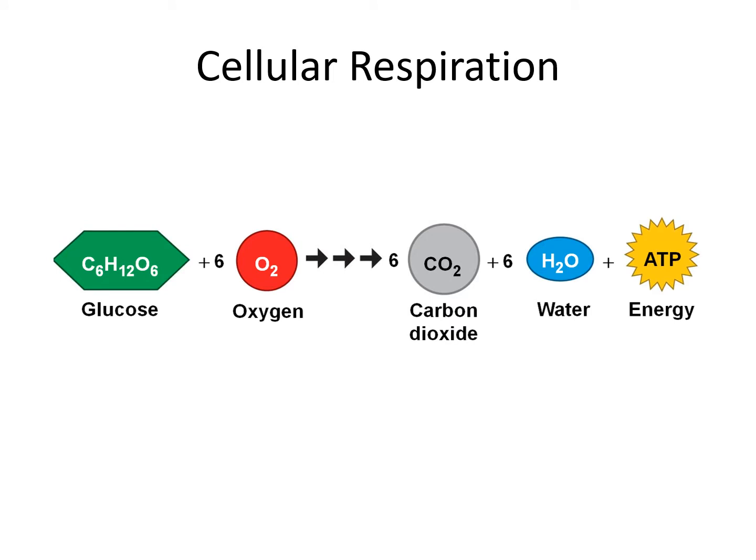This is an overall equation for cellular respiration, and this involves taking the reactants, glucose and oxygen, running them through a series of reactions in order to release energy. So the ATP is the main purpose of this process. But in addition to the ATP, the waste products of carbon dioxide and water are produced.